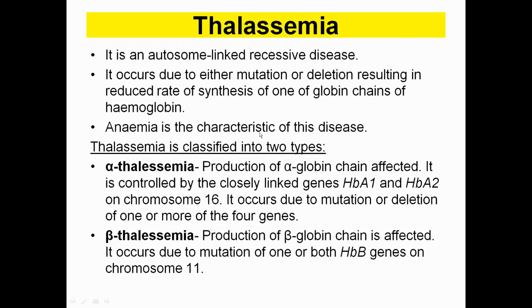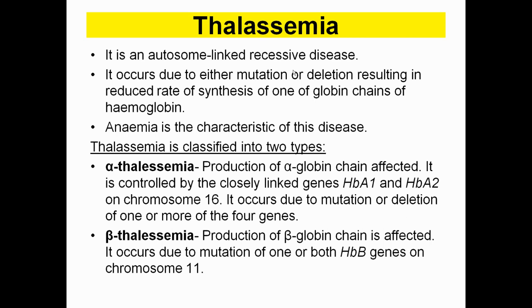Now comes to thalassemia. It is an autosomal linked recessive disease. It occurs due to mutation or deletion, resulting in defective synthesis of the globin chain. Again, the globin chain in the hemoglobin is going to be affected. Anemia is a characteristic of this disease, that is, a lack of blood cells in the plasma, referred to as thalassemia.